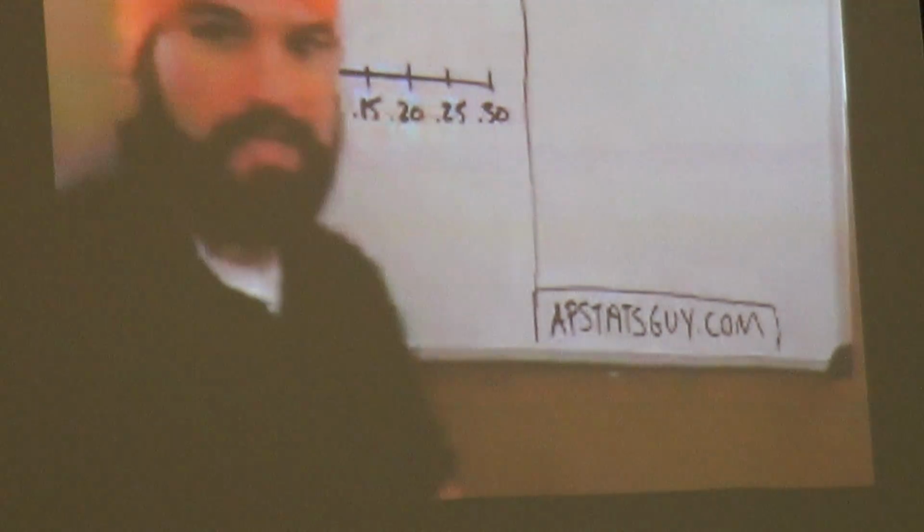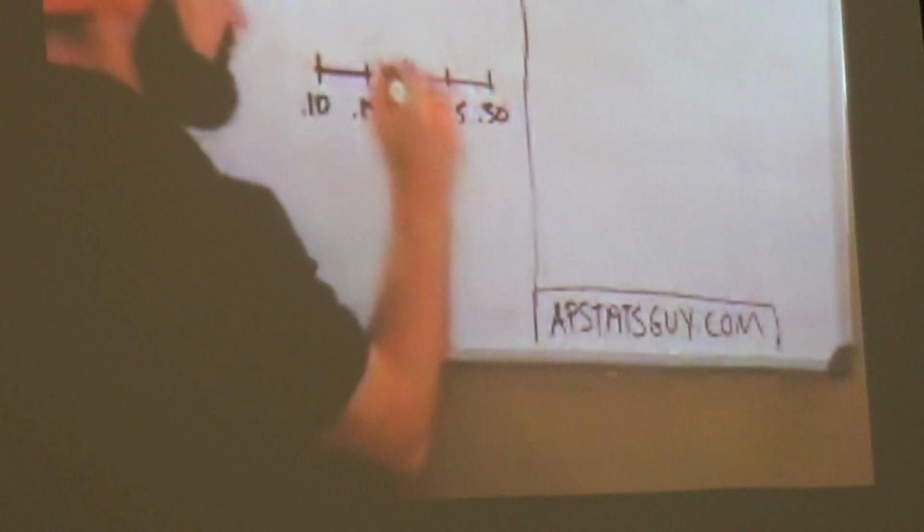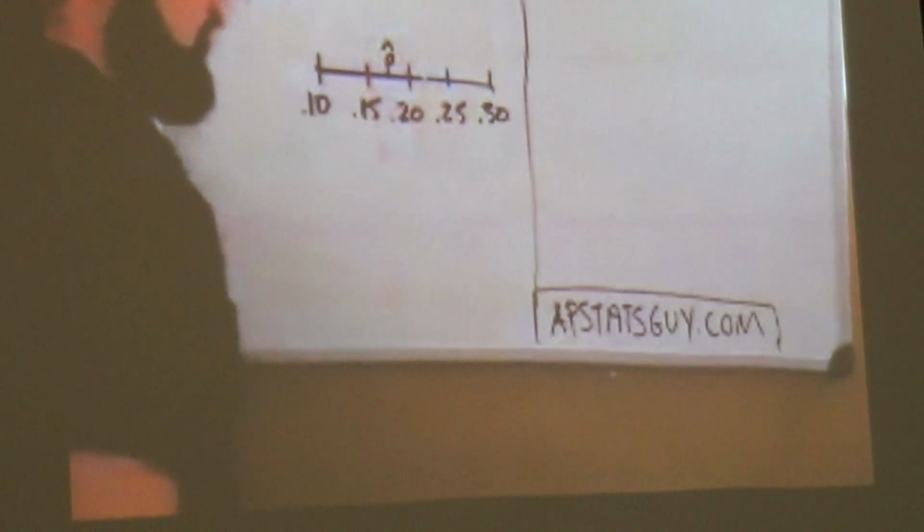I'm going to go out and take a random sample of 100 people. So ready? Here's 100 people. In this random sample, 18 out of the 100, which is 18%, were sexy and they knew it. So right around 18, I'm going to put a little p-hat. Then I take another sample, and I find that 22% were sexy and they knew it. So 22%, I put another p-hat.